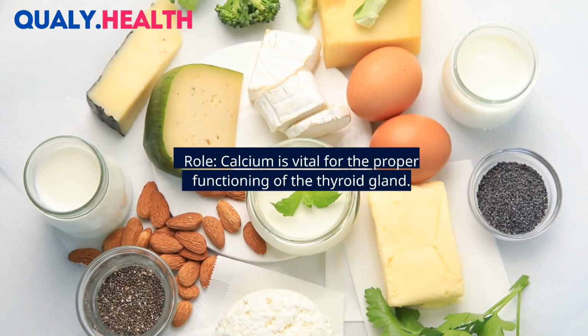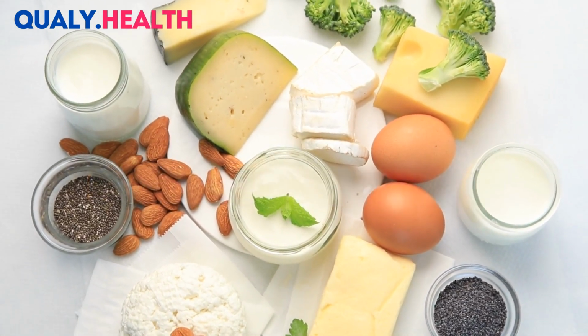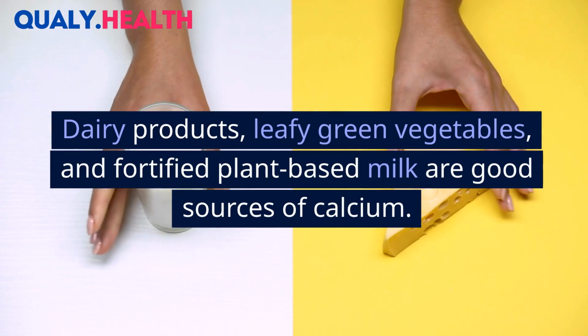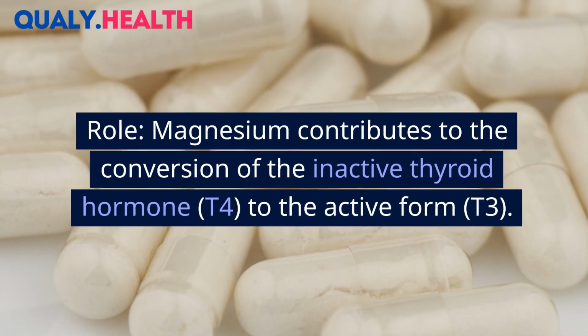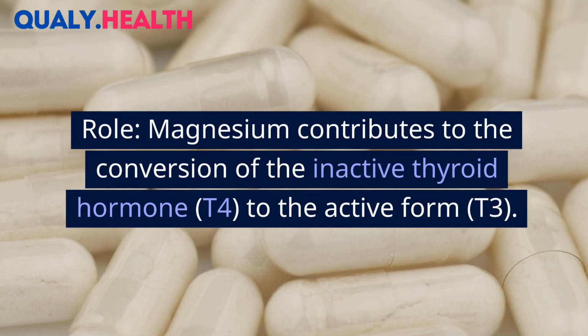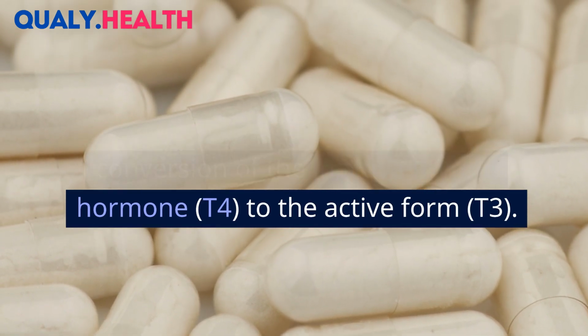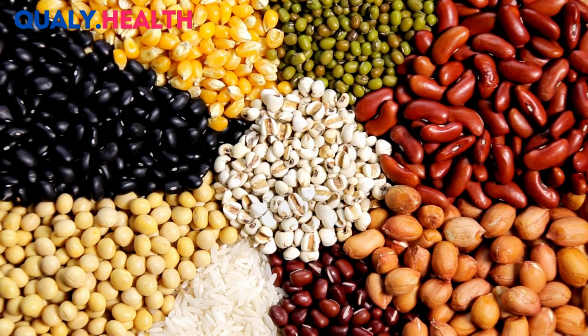Calcium. Role. Calcium is vital for the proper functioning of the thyroid gland. Dairy products, leafy green vegetables, and fortified plant-based milk are good sources of calcium. Magnesium. Role. Magnesium contributes to the conversion of the inactive thyroid hormone, T4, to the active form, T3. Nuts, seeds, whole grains, and green leafy vegetables are magnesium-rich foods.